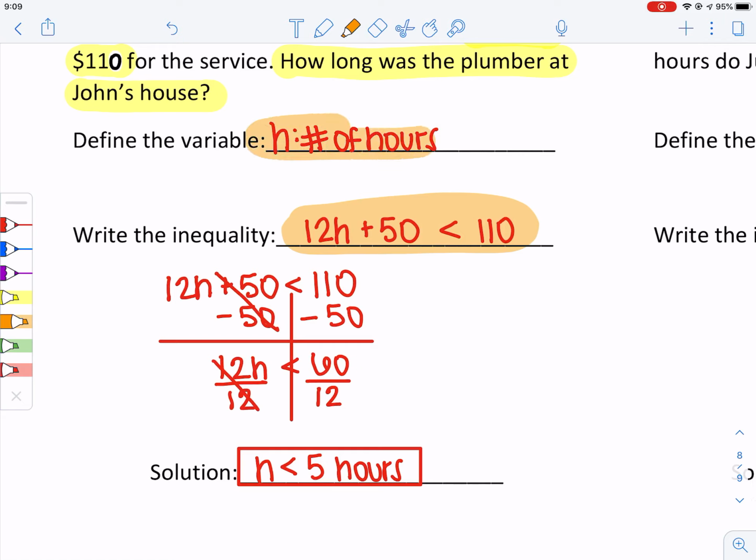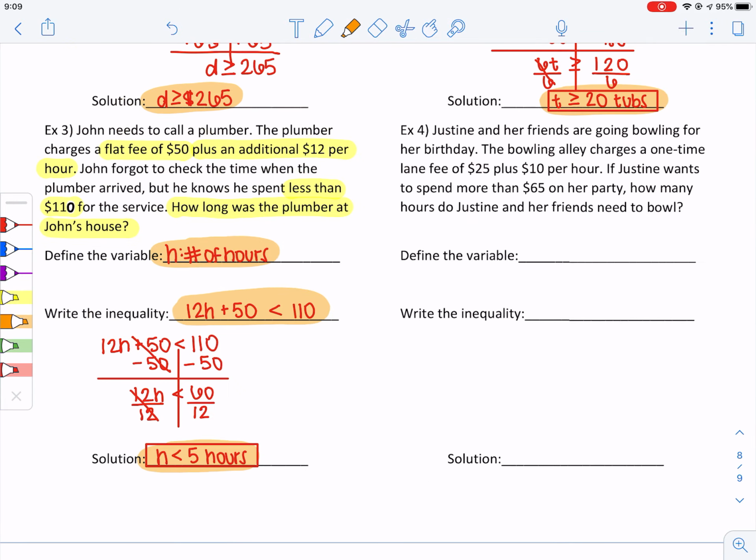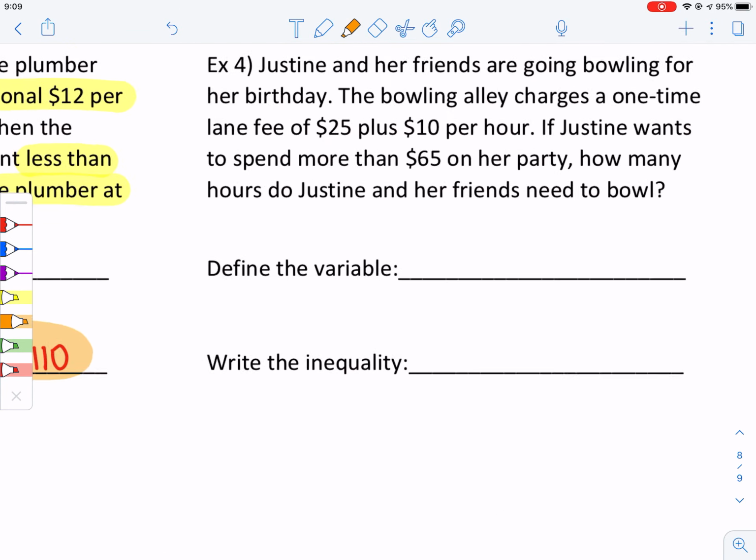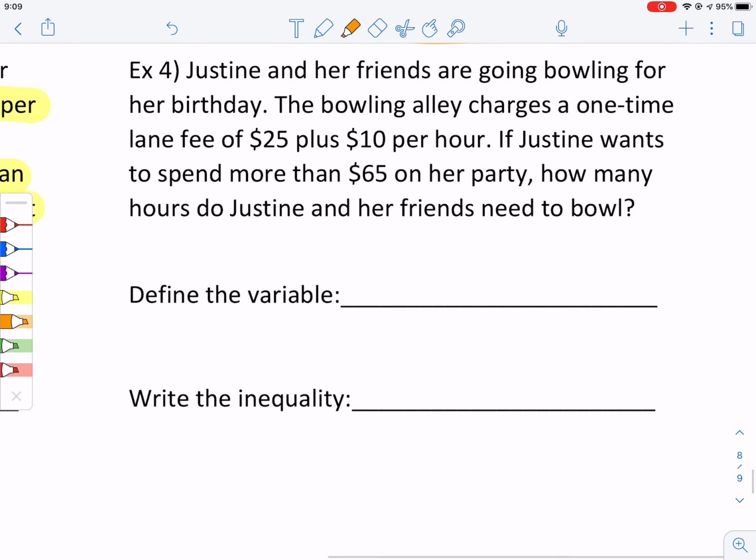So again, here are your 3 points. H is hours. There's your inequality. Here's your final answer. All right, last one. So Justina and her friends, let's go ahead and highlight our key phrases. Justina and her friends are going bowling for her birthday. The bowling alley charges a one-time lane fee of $25 plus $10 per hour. If Justina wants to spend more than $65 on her party, then how many hours do Justina and her friends need to bowl? So go ahead and name a variable for this one.